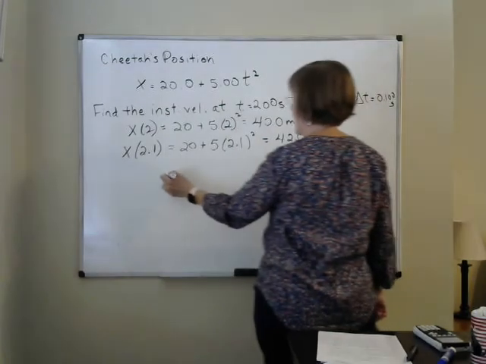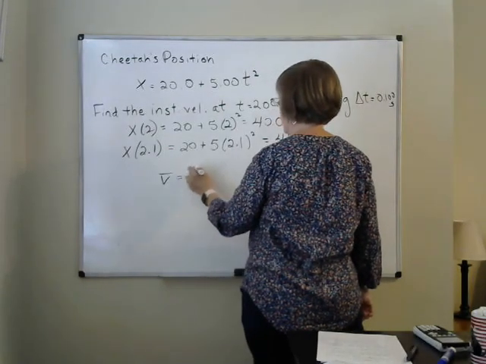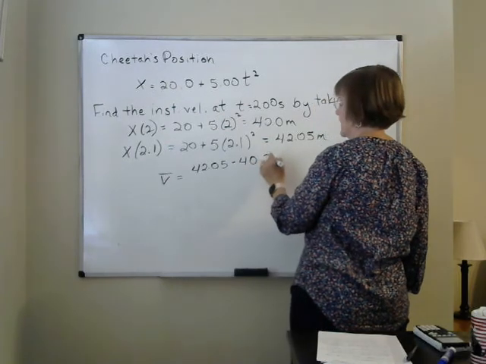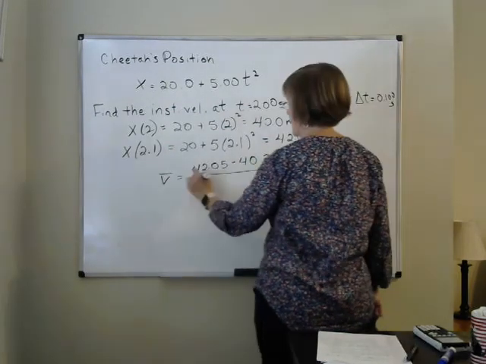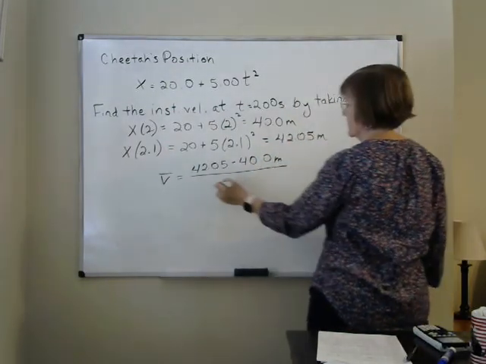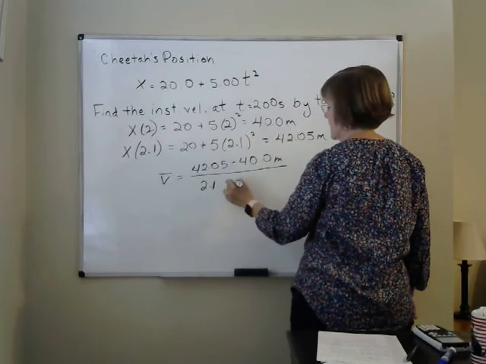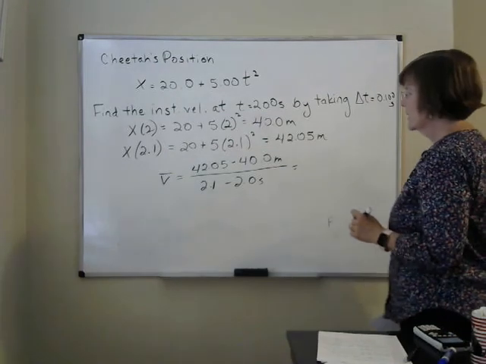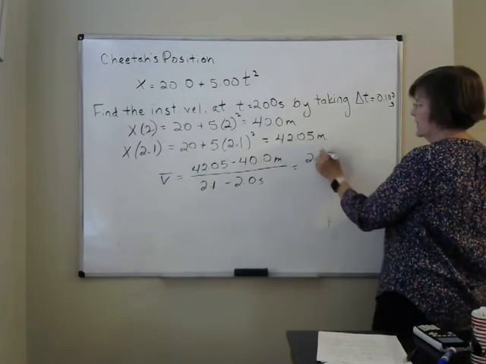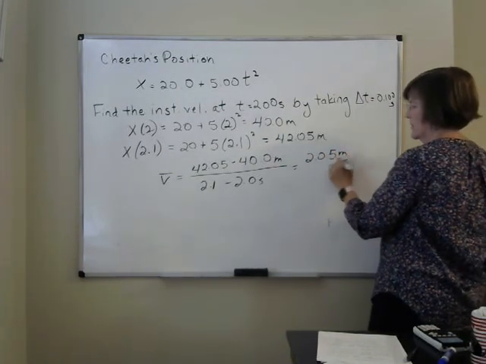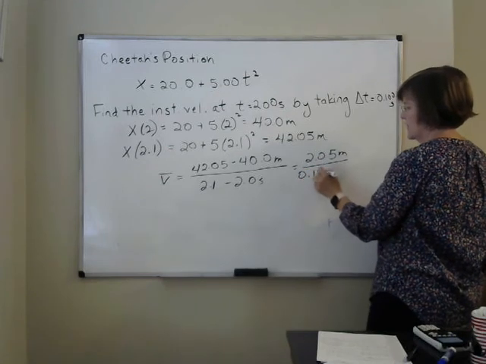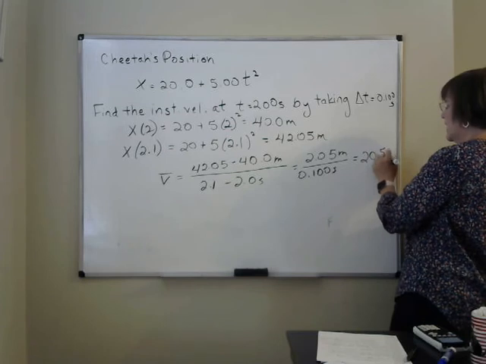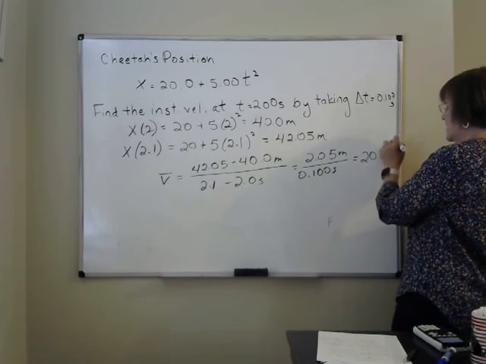That means the average velocity: 42.05 minus 40, that's my displacement. My time interval was 2.1 seconds minus 2.0 seconds. Okay, so I got 2.05 meters. And really I have 3 significant digits, so I'll keep them all. That's 20.5 meters per second.